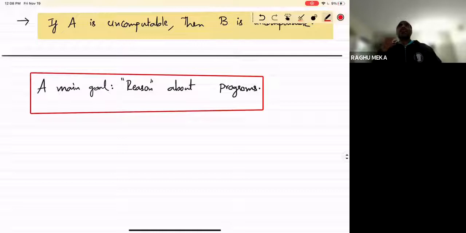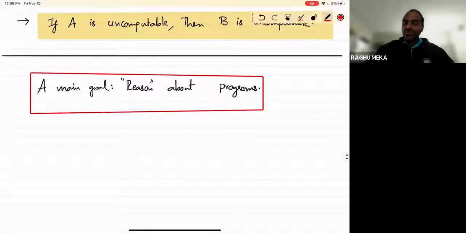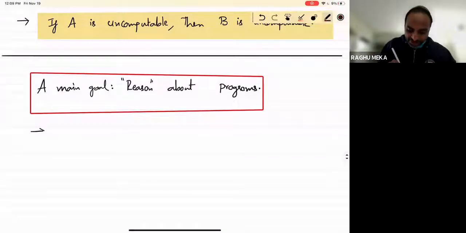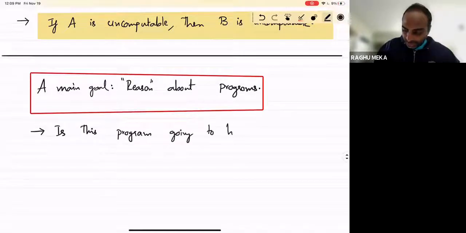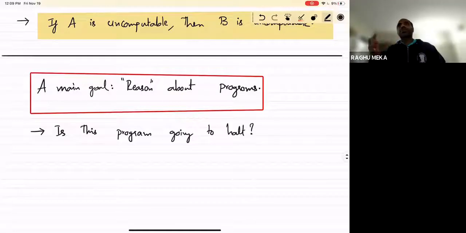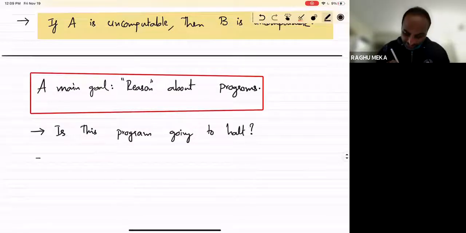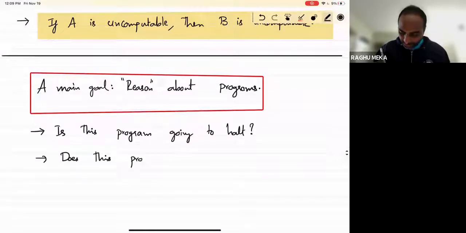Okay. And what kind of things would you like to know about programs? Any suggestions, any guesses? Like, what are some properties of programs that you would like to know? One we already saw. Is this program going to halt? That's a very important practical question. Unfortunately, we saw that it is not solvable. But how about something else? You can ask, does this program compute?